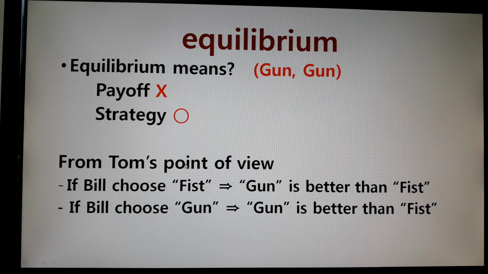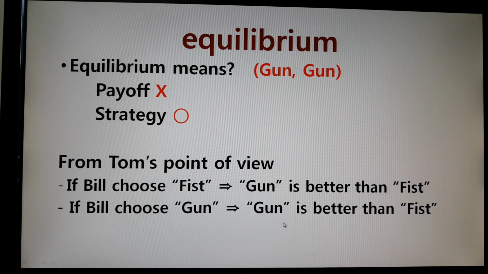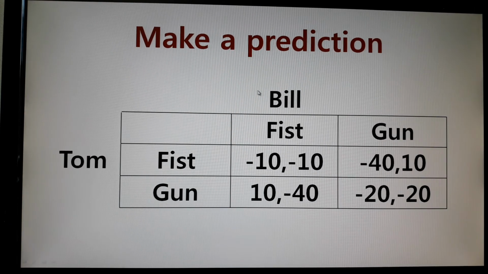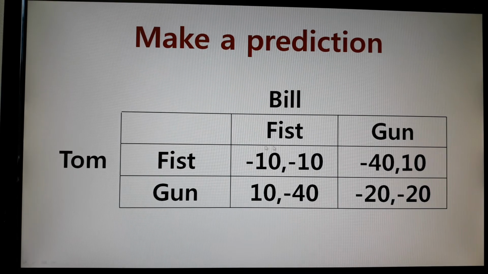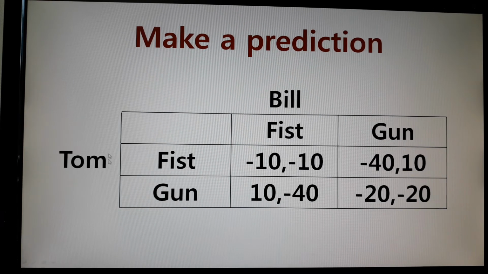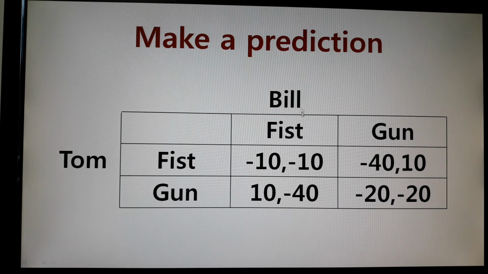Now let me explain why Tom and Bill would choose gun. If Bill chooses fist, okay, let's go back. From Tom's point of view, assume that Bill comes without a gun, with fist. If Tom chooses fist, Tom gets negative 10. If Tom chooses gun, Tom gets 10. Which is better? 10 is better than negative 10. So gun is better than fist for Tom when Bill comes with fist.